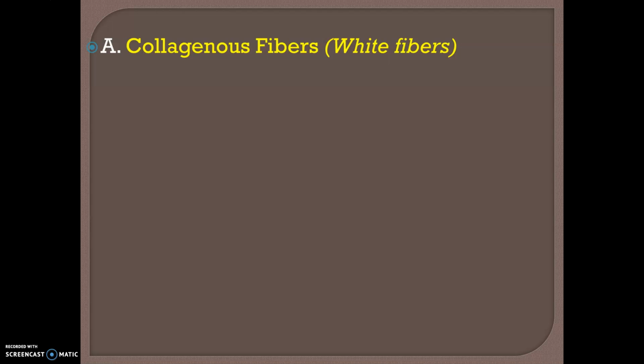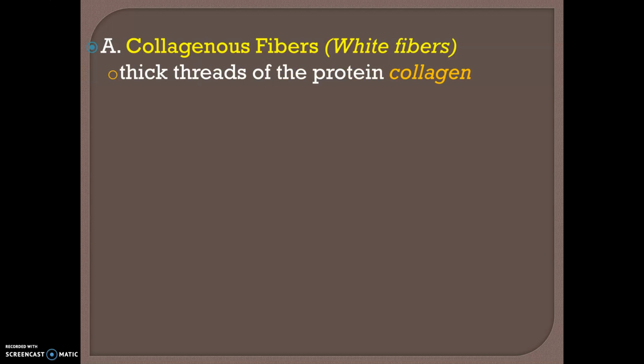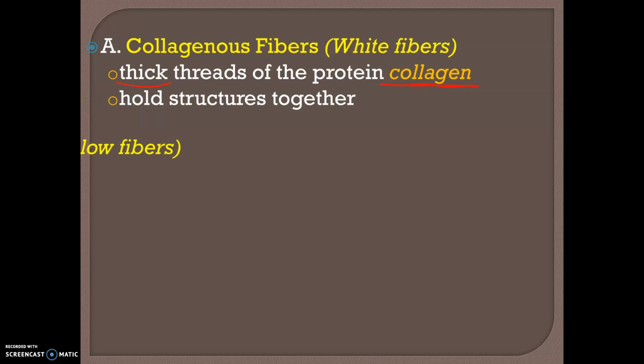We have collagen fibers. These are the different types of fibers that those fibroblasts are going to make. Collagen fibers are a white fiber, and they are just thick threads of collagen. They hold structures together.